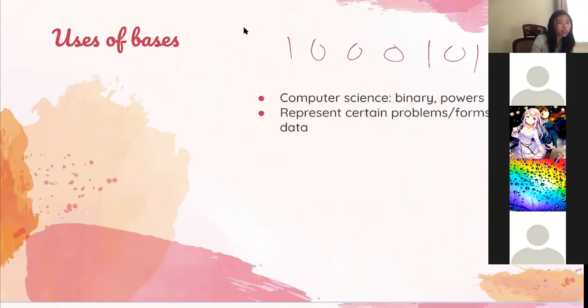You might have seen hex codes, which are used to describe numbers. That's basically hexadecimal. You also see stuff like E5F7, and it's a very beautiful color of blue. So hex codes. And you can also represent certain problems or forms of data with bases. So hopefully this was a good introduction to bases for you guys. Don't worry, you will definitely learn more about them in the future. This is just an introduction today.